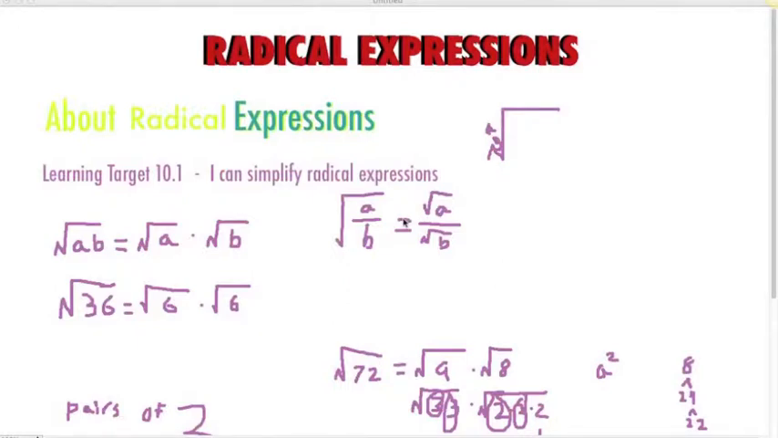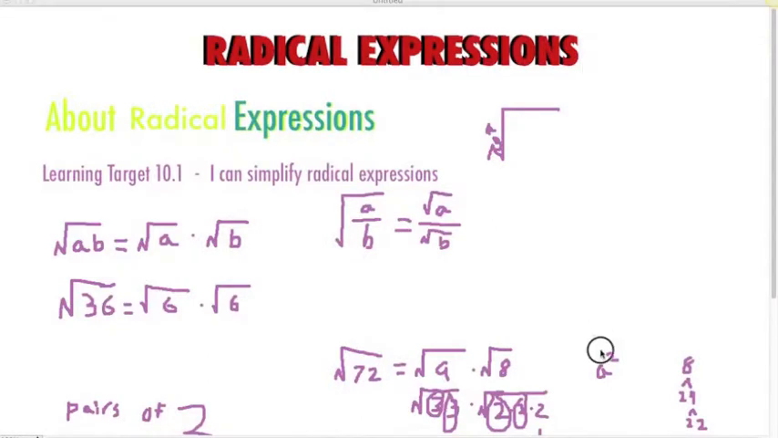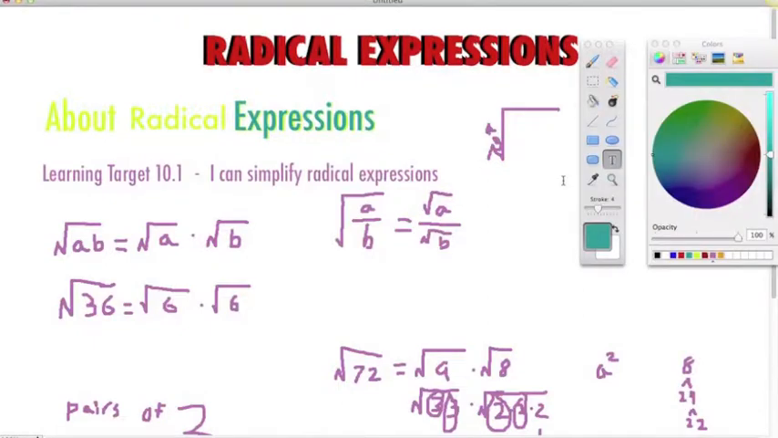Today we're going to go over how to simplify radical expressions. Here we're going to start working with learning target 10.1, which says that I can simplify radical expressions. Radical expressions are not the easiest of things to understand, but with a little practice I bet that you could figure out how to understand them.